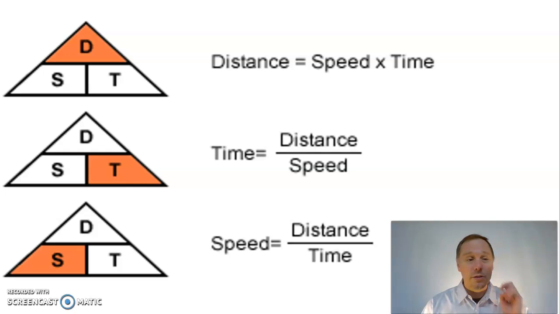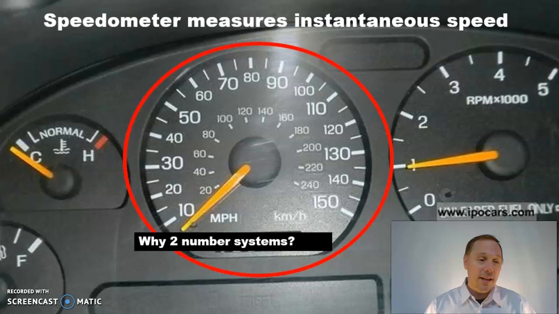All right, well, how do we measure speed? Well, jump in any car and look right behind the steering wheel. You'll see what's called a speedometer. And that tells you your instantaneous speed or how fast you're going at that exact moment. You'll see two rings of numbers. The outer one is given in miles per hour, used here in America, and the inner ring is in kilometers per hour, which is used in every other country in the world.